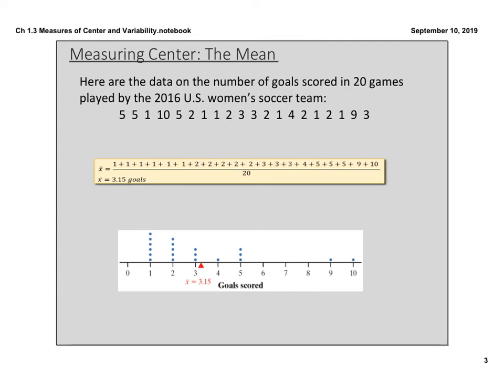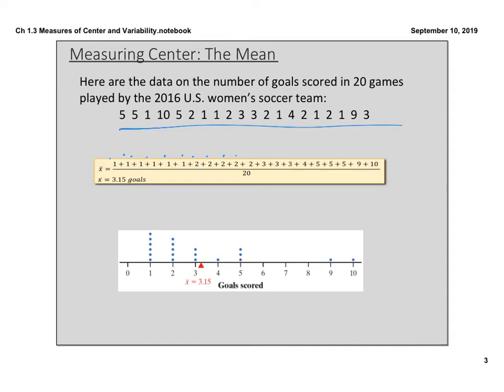So just an example, it says, here's the data on the number of goals scored in 20 games played by the 2016 U.S. women's soccer team. They're listed raw there. They're not in order. They're just listed out as the games. So all we did to find the mean is go through and add them up. You can see that when they were set up in this equation here, they were listed in order. You certainly don't have to do that. We know that adding things in different orders doesn't make a difference. So you don't have to list them in order, but there are a lot of other times that having your data sorted in order is helpful.